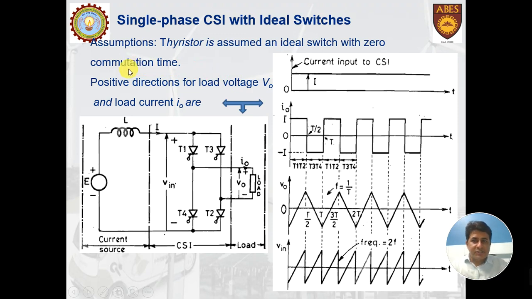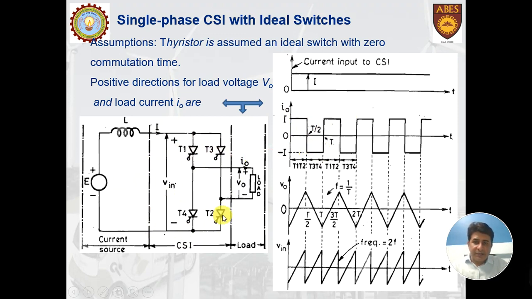So commutation time is taken as zero, and whatever directions we have taken here, positive and negative, all the current directions which are shown here are considered as the positive directions. Now let us see how it works. This is the output waveform.